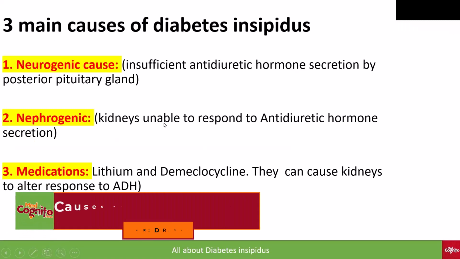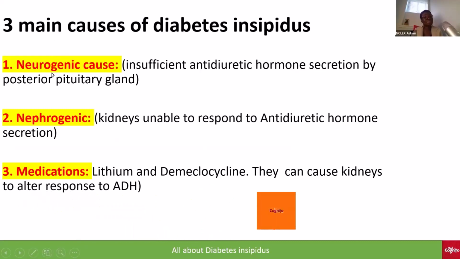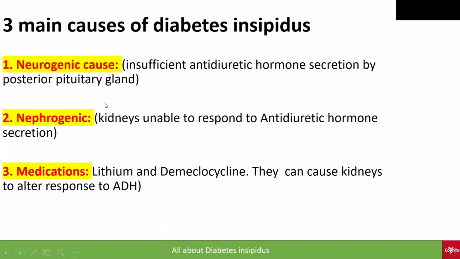So let's now continue. Three main causes of diabetes insipidus. It can be neurogenic. When you hear neuro, it means brain. So neurogenic means it's coming from the brain, and it's as a result of insufficient ADH being produced by the brain, specifically the posterior pituitary gland.